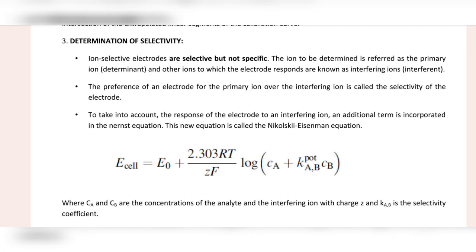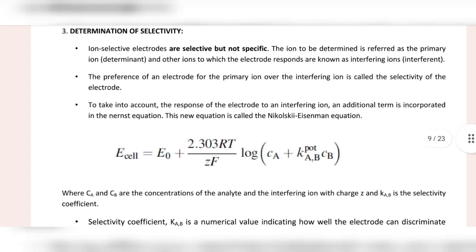The ion to be determined is referred to as the primary ion. Suppose the major ion to be determined is primary, and the other unwanted ions we call interfering ions. The preference of an electrode for the primary ion over the interfering ion is called the selectivity of the electrode. So selectivity is the preference of an electrode for the primary ion over other interfering ions.